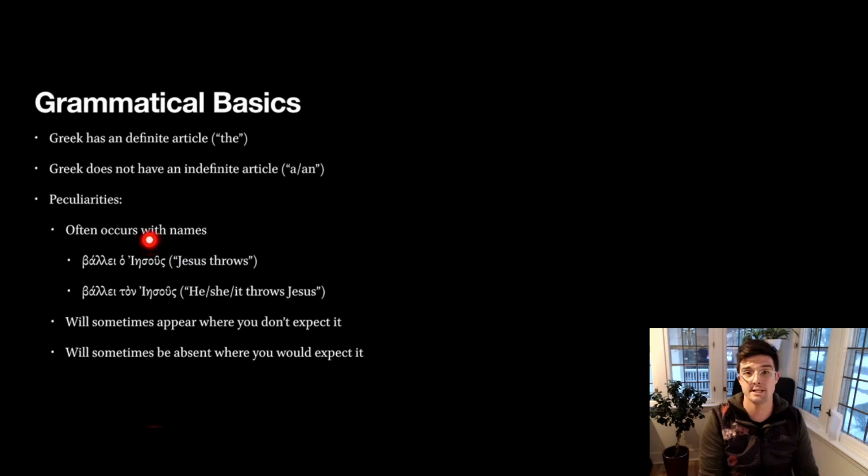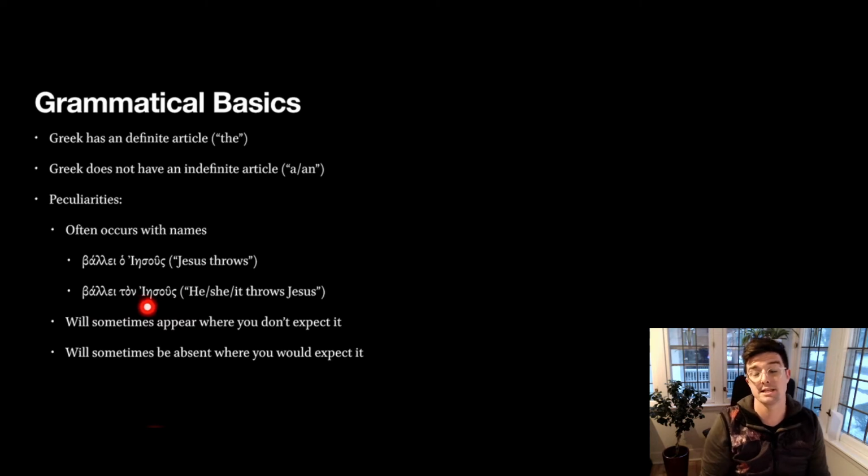A lot of names in Greek don't change their form. They don't decline or inflect their ending based on what they're doing in a sentence. So the definite article gives us that information. So the same words, though in different forms, ballei ton Iēsoun means he, she, or it throws Jesus.